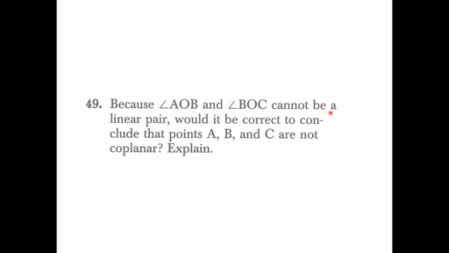Because AOB and BOC cannot be a linear pair, would it be correct to conclude that A, B, and C are not coplanar? We have these 3 points, A, B, and C. Not a linear pair, does that mean then they're not coplanar? And explain that.